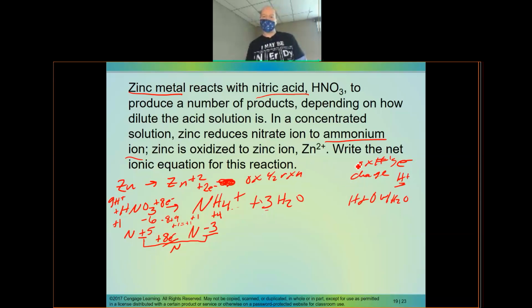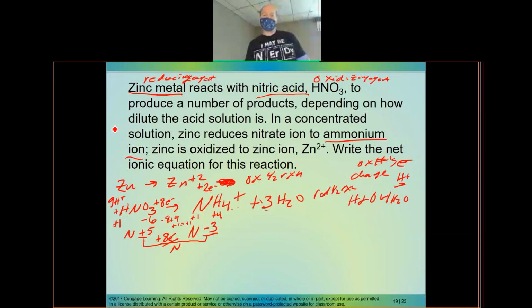Here's the oxidation half reaction. So zinc is your reducing agent because it reduced the HNO3 to NH4 plus. The HNO3 is your oxidizing agent because it oxidized the zinc 0 metal to the zinc plus 2 ion.